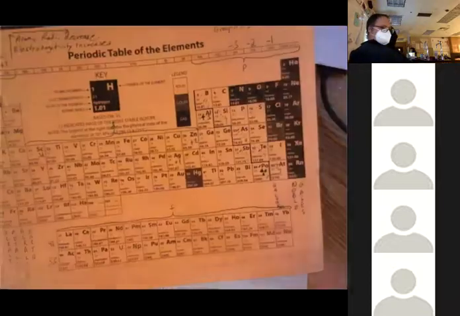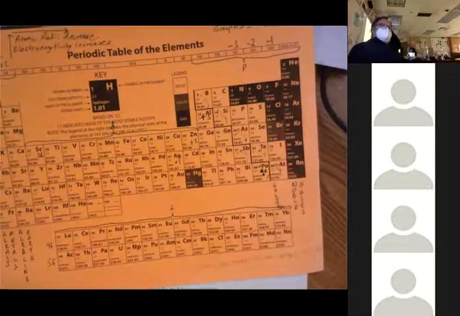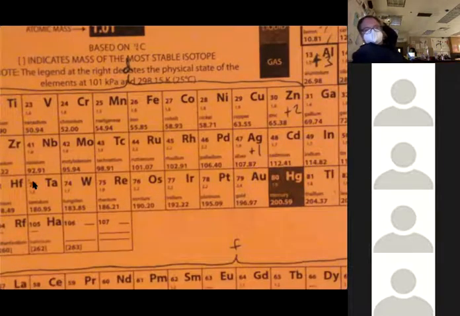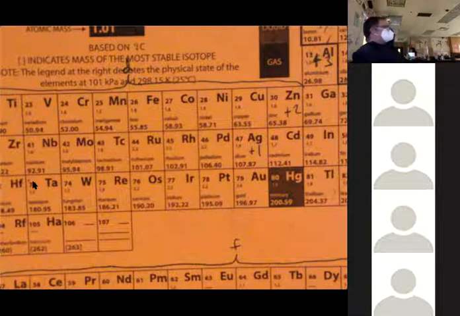How many electrons does iron have? Anybody at home playing along? How many electrons does hydrogen have? 1. So how many electrons does iron have? What's the atomic symbol for iron? Fe, and it has 26 electrons.